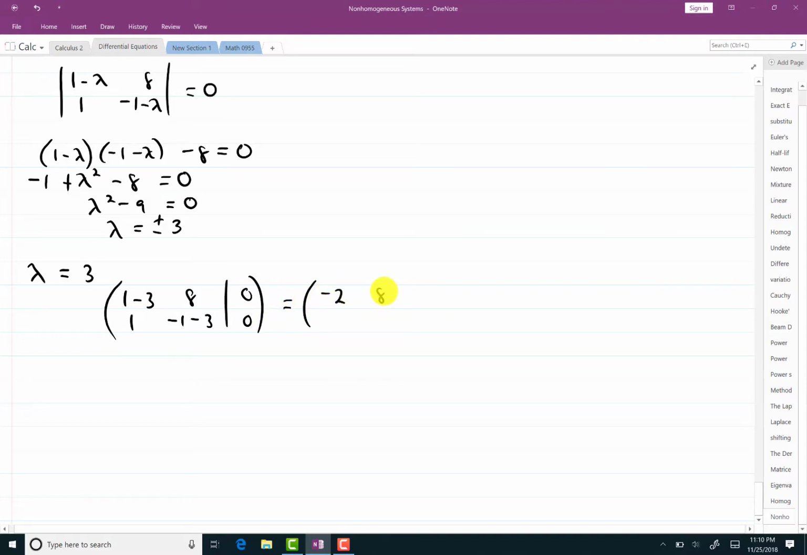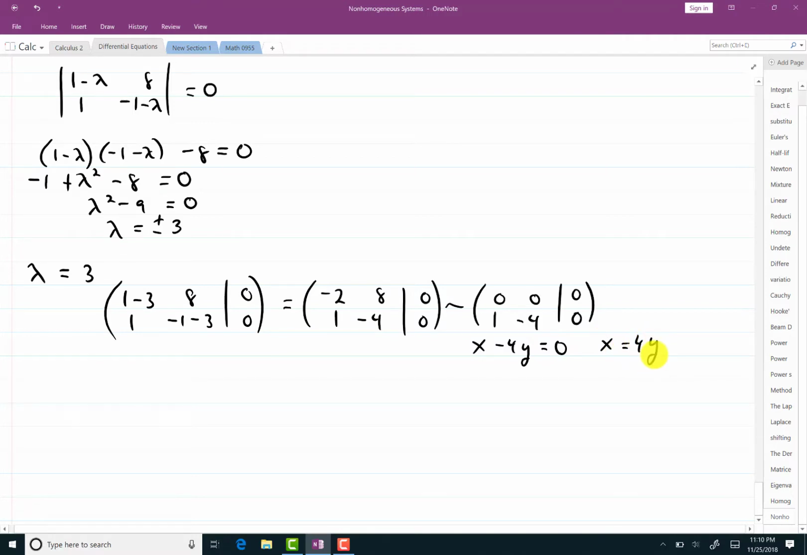That gives me -2, 8, 0, 1, -4, 0. Not too hard to see. If I take 2 times the second row and add it to the first, I'll wipe out the first. So I'll be able to get this to the following format. And we have x minus 4y equals 0, or x equals 4y. So for my first eigenvector, if I let y equal 1, x will be 4.